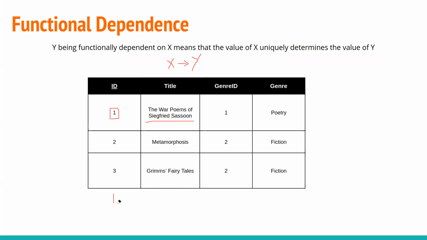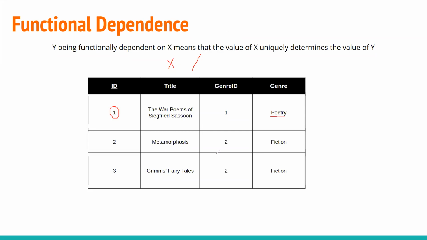So essentially what this is saying is that it has to specify something unique. 1 can only specify one title. It can only specify one poetry. It has to be deterministic. If I know the ID is 1, then I have to know everything else about that record. And if that's true, then there is functional dependence between those columns. So genre is functionally dependent on ID. If you know that the ID is 1, then you know that the genre is poetry.